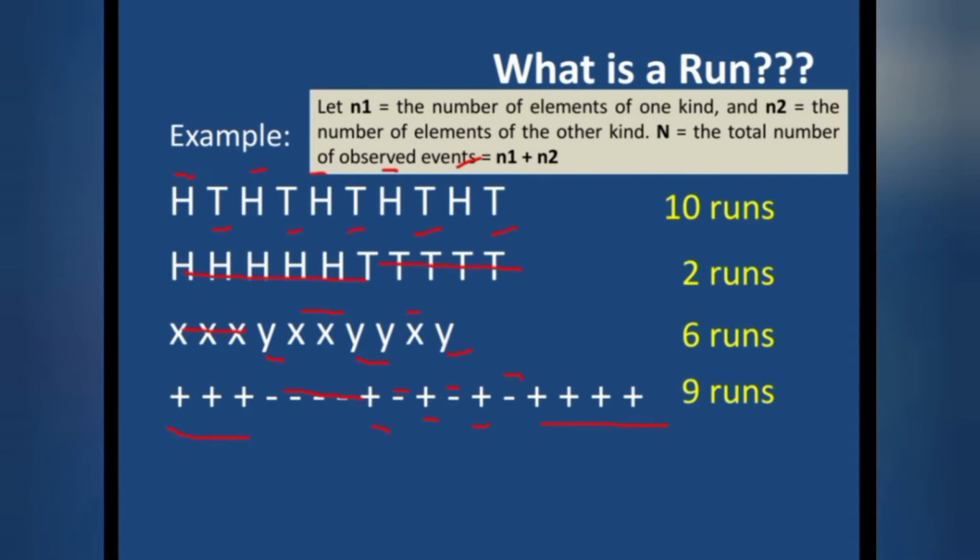Let n1 be the number of elements of one kind and n2 the number of elements of the other kind. And the capital letter N, the total number of observed events, which is n1 plus n2. n1 might be the number of heads and n2 the number of tails. Or n1 might be the number of pluses and n2 the number of minuses.